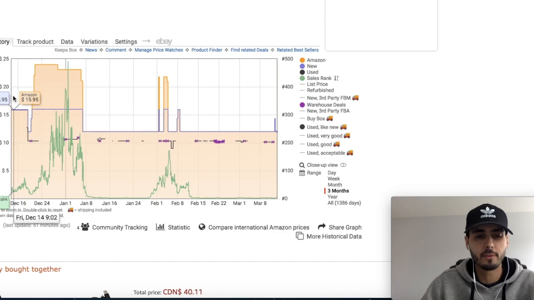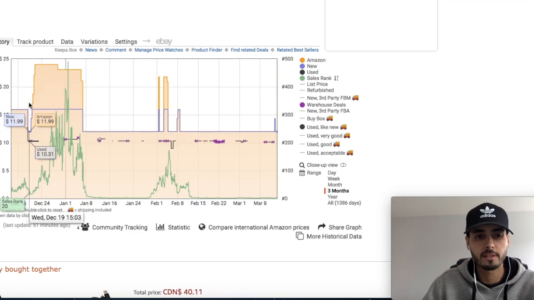So what happens if we follow our cursor, you see here that if you look at my cursor, it has a little Amazon box and it says $15.95. That means that at that time, that day on Friday, December the 14th, Amazon was in stock and they were currently selling the product at $15.95 per item. So if I move it over to the right, look at this, guys, it dropped in price. So on Wednesday, December 19th, Amazon dropped their price to $11.99.